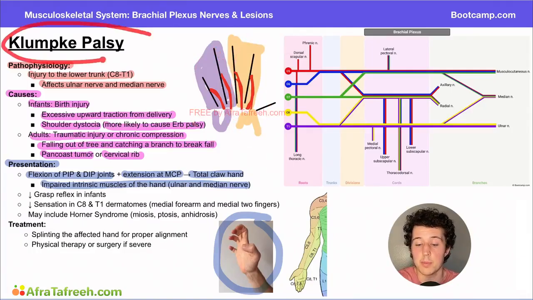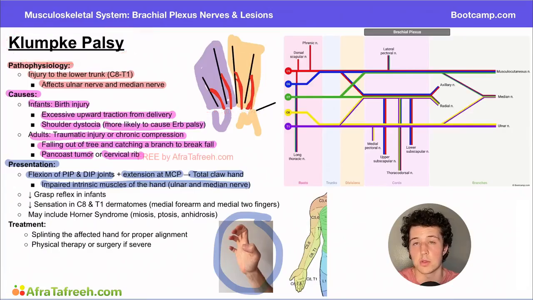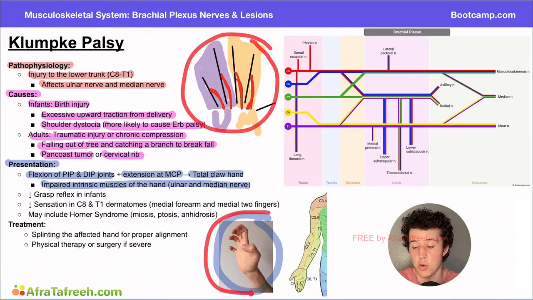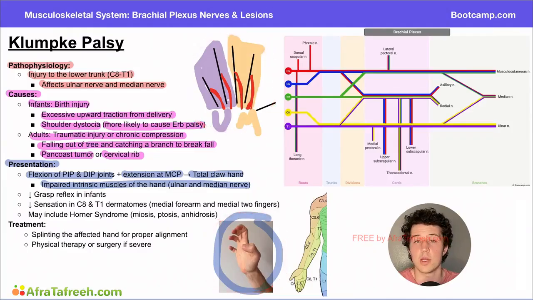But in Klumpke palsy, because it's on that lower trunk and it's higher up in the brachial plexus, we see that all of the lumbricals are affected. And so we see total claw hand. And that's one way we can help distinguish this between other nerve pathologies.